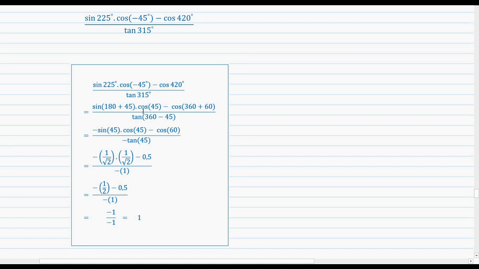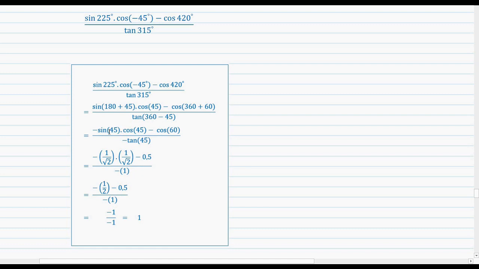Then cos 45, it just stays the same. You don't need to change it yet. And cos 360 plus 60 is cos 60 as previously mentioned. And then for the tan 360 minus 45, you notice that this is the rule for the fourth quadrant. And in the fourth quadrant from ASTC, we know tan is negative. So it'll have the same value as negative tan of whatever angle is being subtracted from 360, which in this case is 45. Therefore, it's the same as minus tan 45.